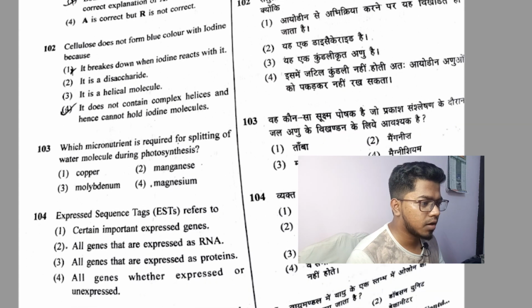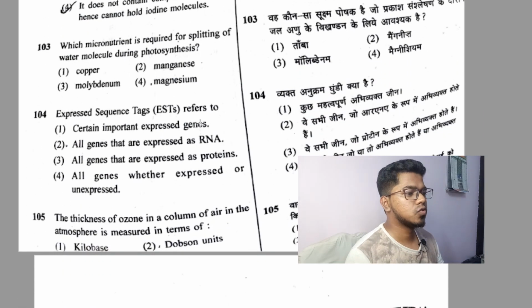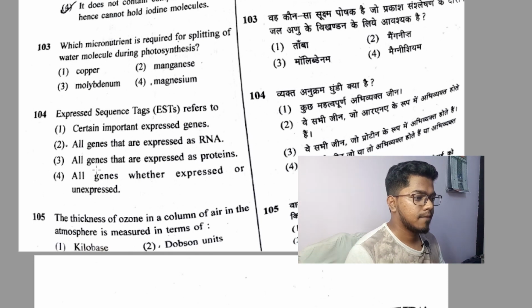Which micronutrient is required for splitting of water molecule during photosynthesis? As far as I can remember, it is magnesium. For question 103, the answer is 4. Magnesium, I think, is the answer. Express sequence tag, EST, refers to certain important expressed genes: all genes that are expressed as RNA, all genes that are expressed as proteins, all genes whether expressed or unexpressed. The fourth one is wrong.